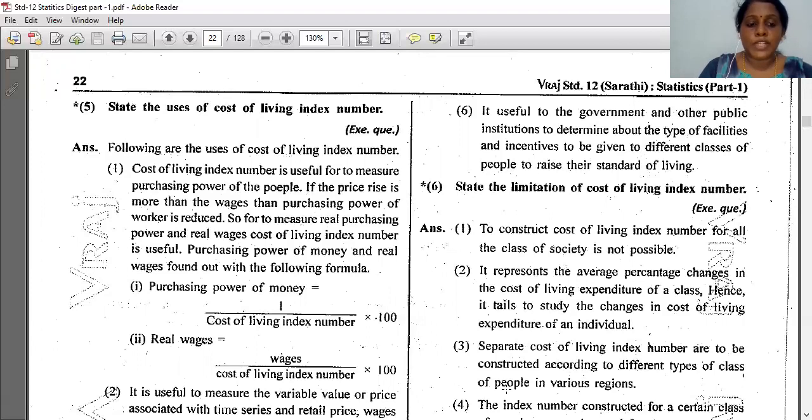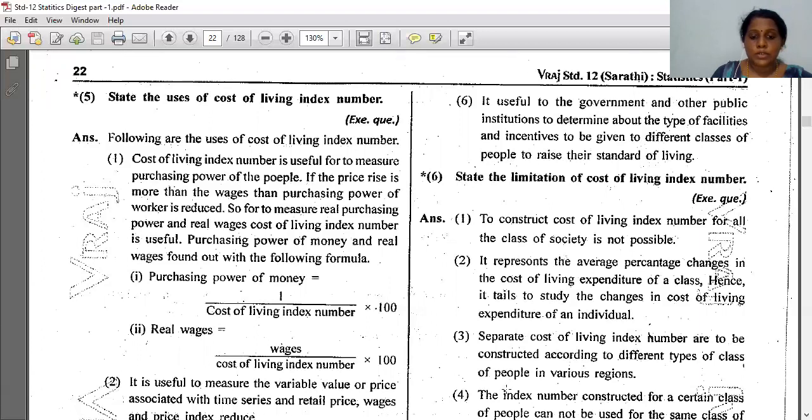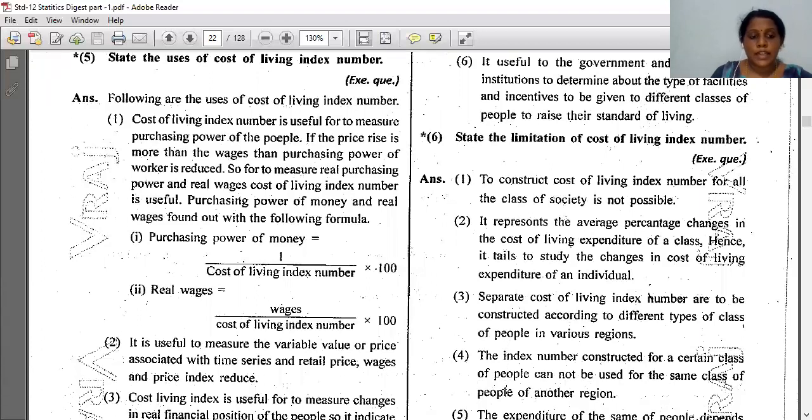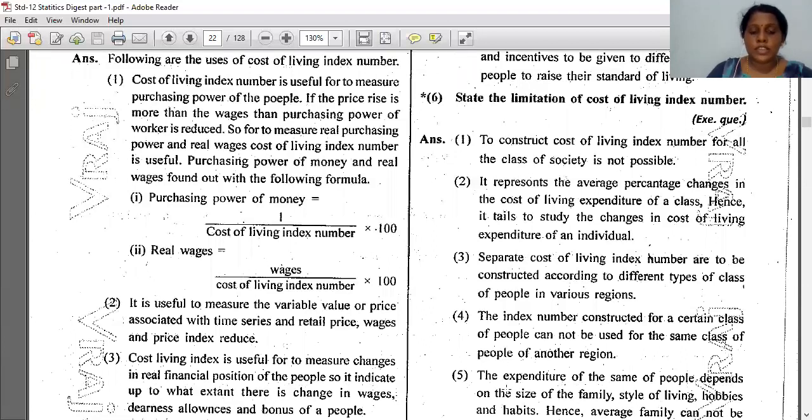So to measure real purchasing power and real wage, cost of living index number is useful. Purchasing power of money and real wages are found out with the following formulas. Purchasing power of money equals 1 upon cost of living index number into 100, right? Then real wages equals wages upon cost of living index number into 100. All these formulas you have to learn. Second, it is useful to measure the variable value or prices associated with time series and retail price, wages and price index.